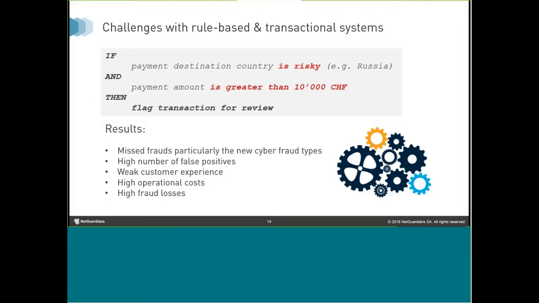For example, what you see here on the screen, you'll have a rule to say if a payment destination is in a country, for example Russia, or high-risk AML jurisdictions, and the payment is greater than $10,000, then flag that transaction for review. In real sense, there's nothing wrong with a payment going to Russia of greater than $10,000. It could be a legitimate transaction. So you'll have so many rules and so many events that you need to review, which means you'll have to hire an army of people to review all those.